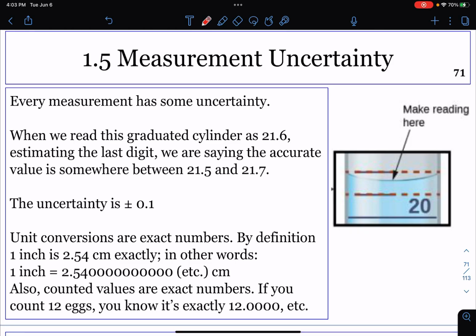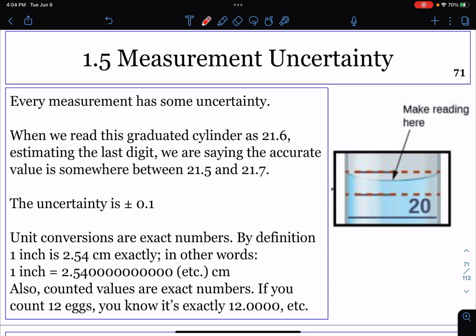In this video, we'll discuss measurement uncertainty and something called significant figures. Every measurement has some uncertainty that we usually describe as a plus or minus 1 in the last place value digit that we estimated. For example, in this measurement of the graduated cylinder, the tick marks measure to the 1 milliliter, so we need to estimate to the tenths. When we say the measurement is 21.6, other people will understand that the last digit, the 6, was the estimated digit. Therefore, the accurate value is somewhere plus or minus 0.1 of that value, or between 21.5 and 21.7.